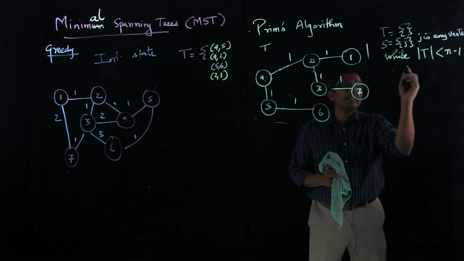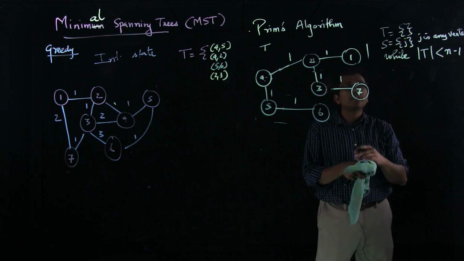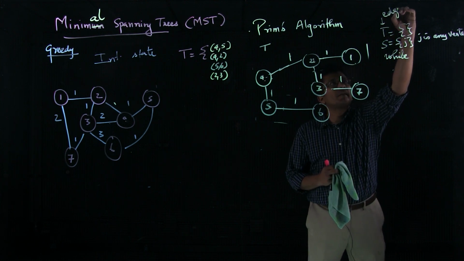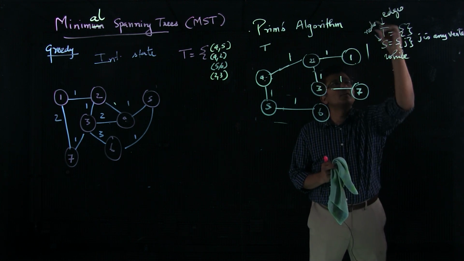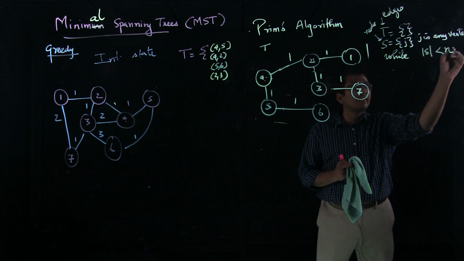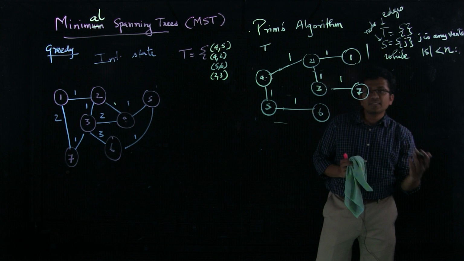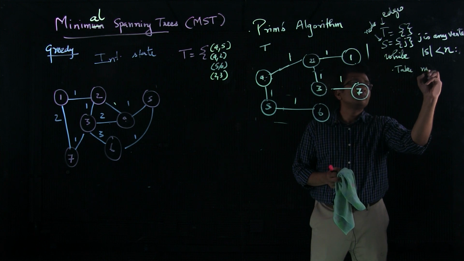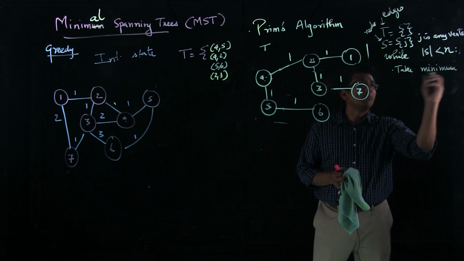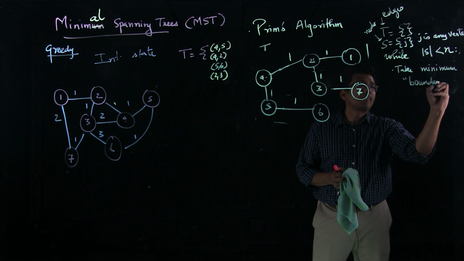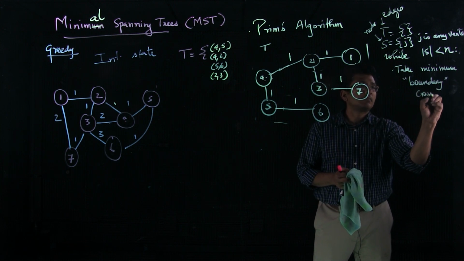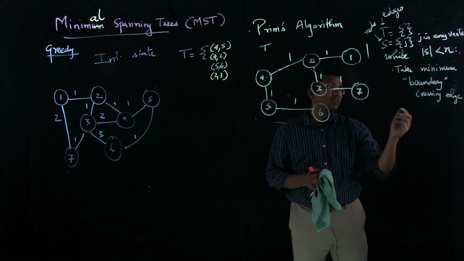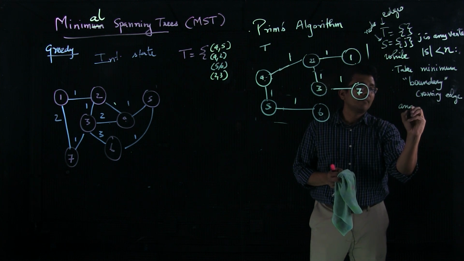Okay. Now the idea is while the tree is not full, while it still doesn't include all the nodes. So these are the edges in the tree. These are the nodes in the tree. So while the size of S is less than n, n is the number of vertices, so while S still doesn't have all the vertices in the graph, take the minimum boundary crossing edge. Okay, take the smallest boundary crossing edge and add it to the tree.